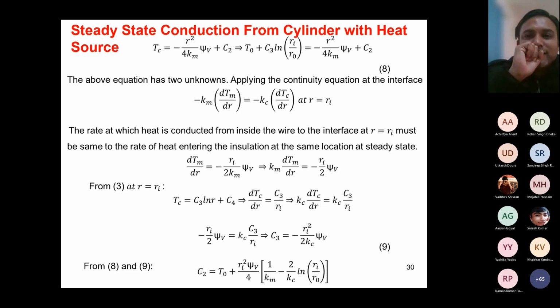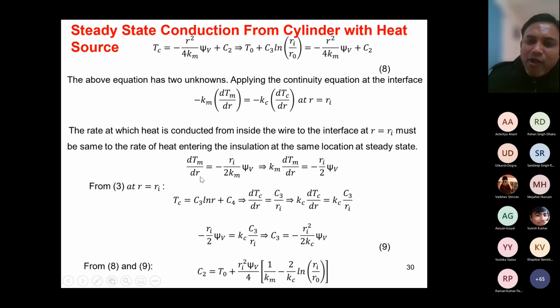So how can we calculate this? We can calculate this by applying the continuity equation. As our friend initially said, at the interface we have to equate the flux, isn't it? So that's what we are doing at the interface. We are equating the flux. What will be the flux coming out from the metal wire? The flux coming out from the metal wire will be minus Km dTm by dr. That is going to be Qr at R from the metal wire, and that should be the same as the flux received at the insulation, which is given as minus Kc dTc by dr. Both are going to be the same, so we can equate these two.